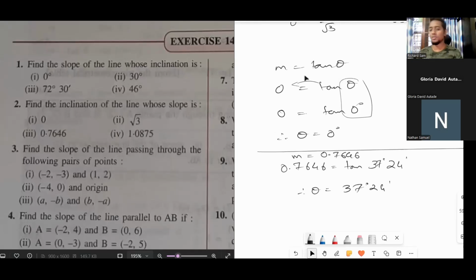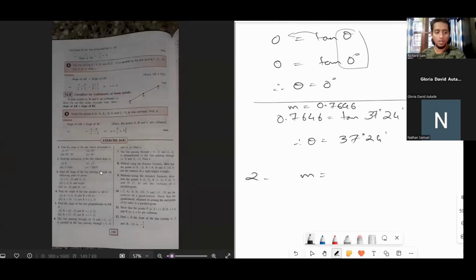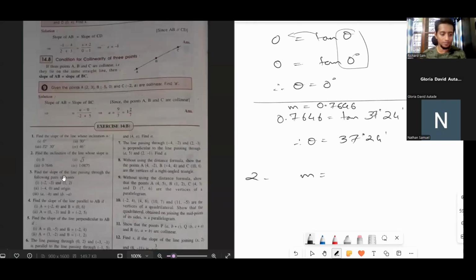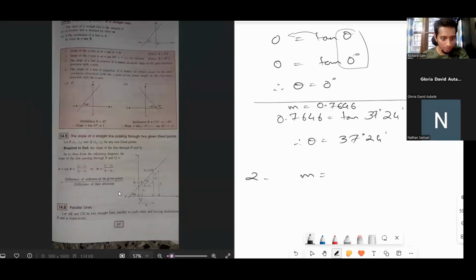So one formula to find m is tan theta. There is another, second formula to find m. This formula is used if they have given the coordinates of 2 points. Look at this question 3: find the slope of the line passing through the following pairs of points. When they give two points, we have to use another formula. The formula is y2 minus y1 divided by x2 minus x1.